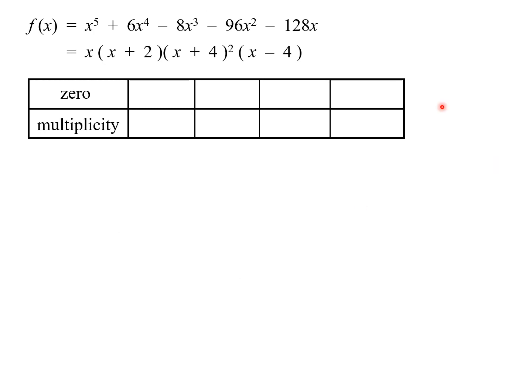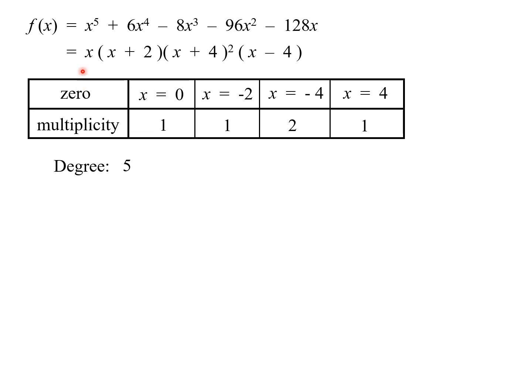Which we can now glean information from. We know the zeros, and now we can find their multiplicities. At x equals 0, multiplicity is 1. At x equals negative 2, the multiplicity is 1. At x equals negative 4, the multiplicity is 2. And at x equals 4, the multiplicity is 1. Okay. Adding up those multiplicities, we get 5, which makes sense because the original polynomial is of degree 5.